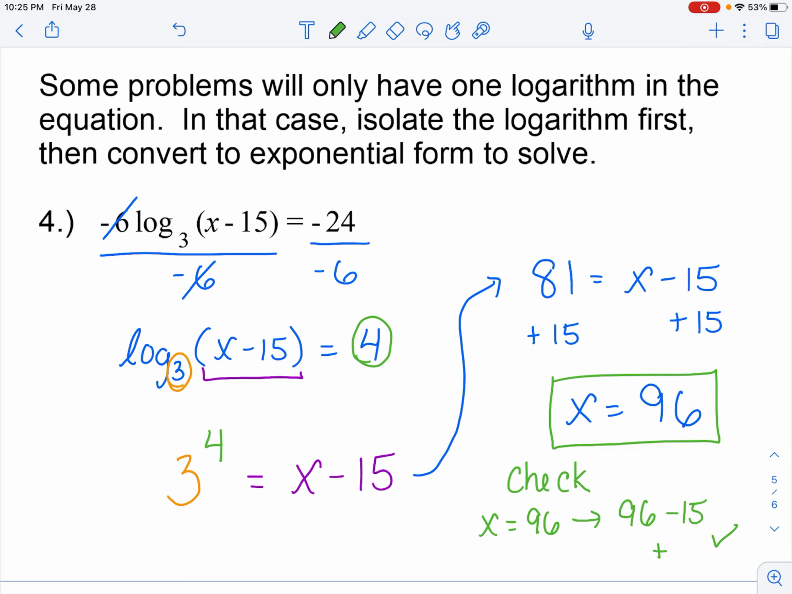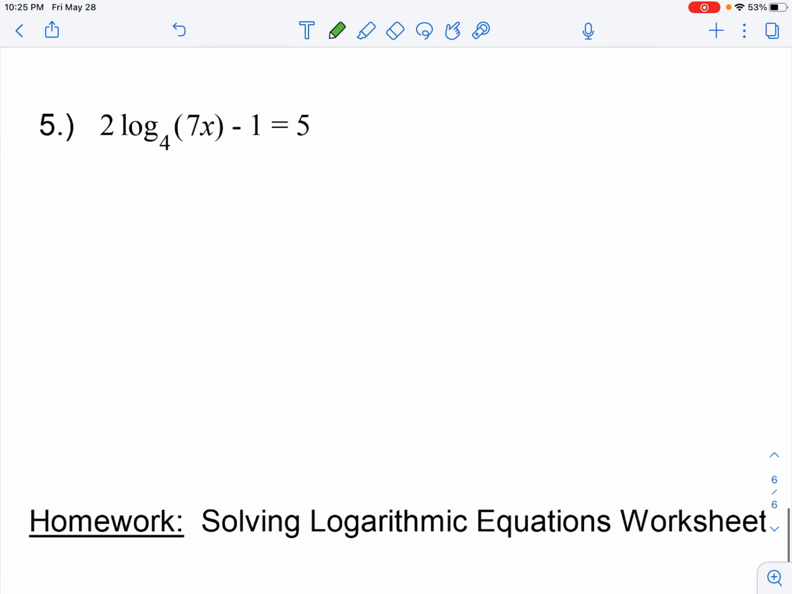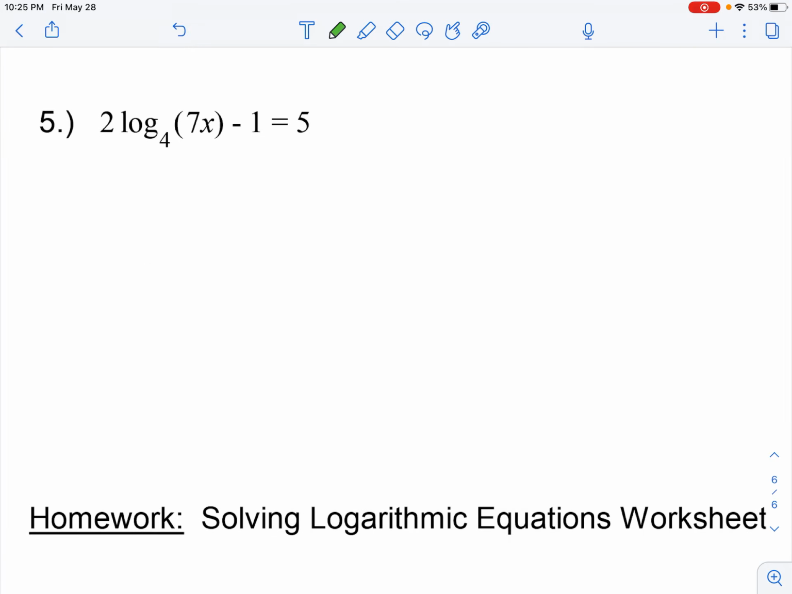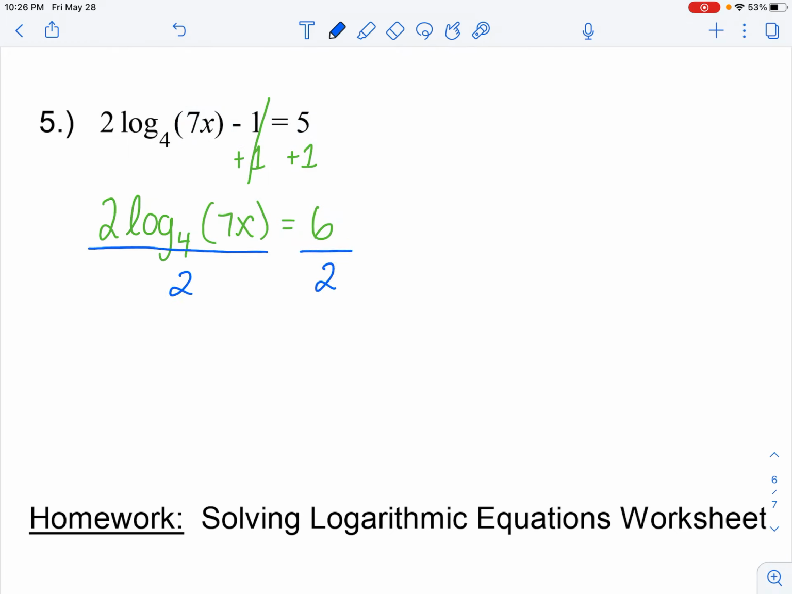One problem left and we're done, guys. Short and sweet and to the point on this one, hopefully. All right, so for problem number 5, we have 2 log base 4 of 7x minus 1 is equal to 5. All right, so the first thing I need to do is I need to get rid of the -1 by adding it to both sides. So we're going to have 2 log base 4 of 7x is equal to 6. The next step is going to be divide out that 2 from both sides so the logarithm is totally by itself. So now I'm going to have log base 4 of 7x is equal to 3.